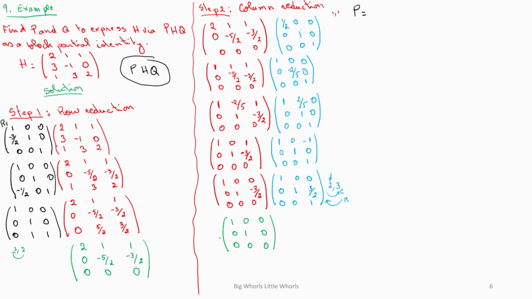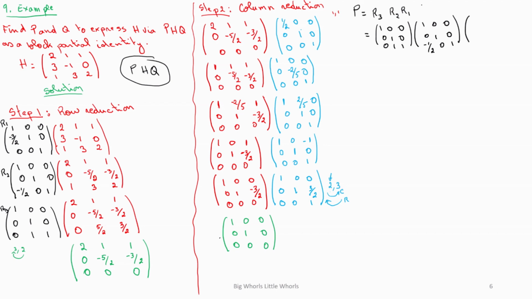This is the first row matrix we have used, the second, and the third. When it comes to P, we write them row 3 multiplied by row 2 multiplied by row 1. Okay, so we have row 3, which is 1 0 0, 0 1 0, 0 1 1. Row 2 is 1 0 0, 0 1 0, minus a half 0 1, and sorry, not row, but matrix, elementary reduction matrix.